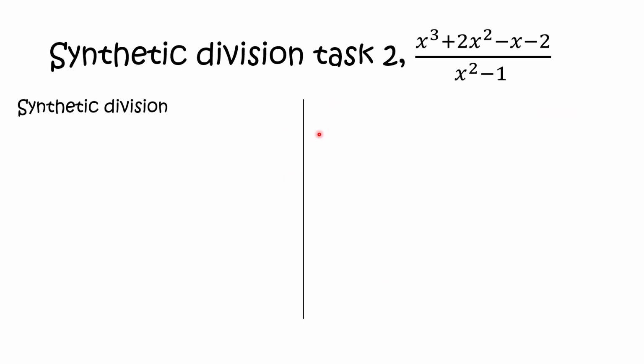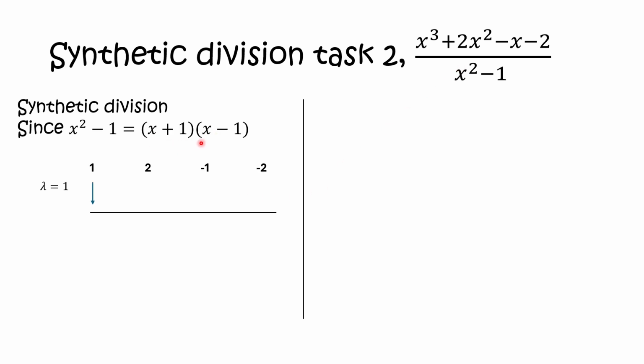Task 2. Still on the synthetic division task. This time around, we have the divisor that is non-linear. We know that we cannot use that on the synthetic division. However, we can factorize that to have x plus 1 times x minus 1. Then we divide using the synthetic division 2 times. Initially, I chose to use lambda of 1, meaning that I used the x minus 1 divisor part. I obtained the answer, which is a quadratic x squared plus 3x plus 2.